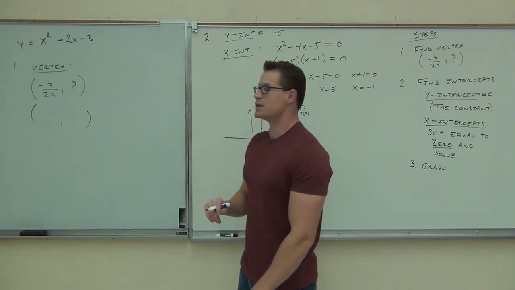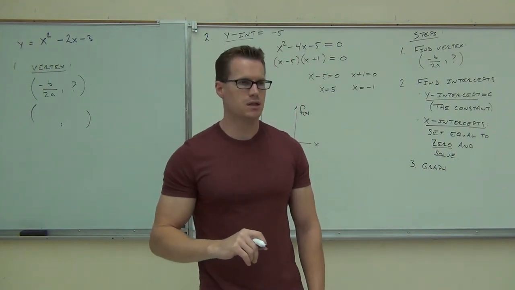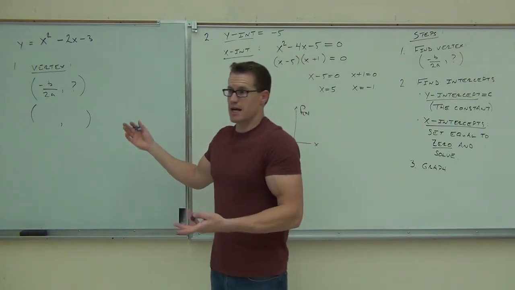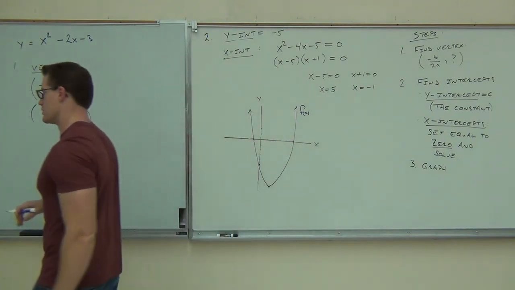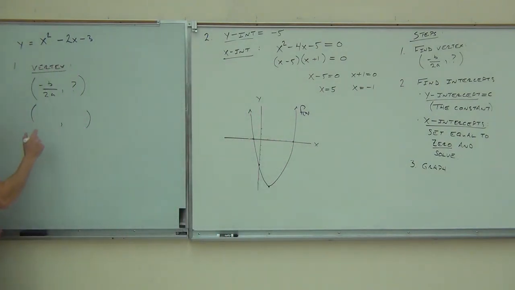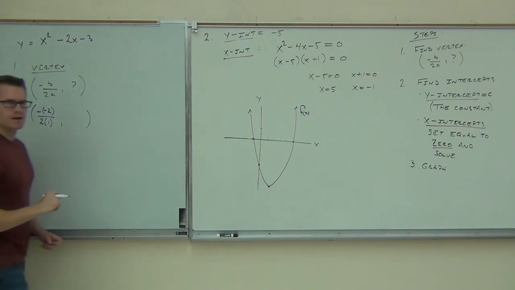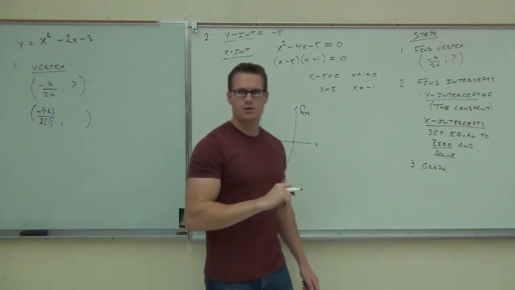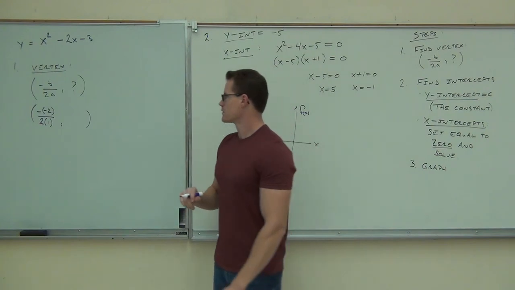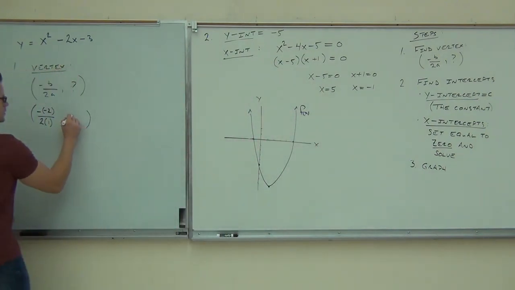Firstly, what is your a? One. It is 1. What's your b? Negative 2. What's your c? You don't actually use that here until the y-intercept, but you should know it. Did you all get that on your paper? Negative, negative 2 over 2 times 1? Yeah. And then over here we got a question mark. We go, okay, I don't know how to do that yet.